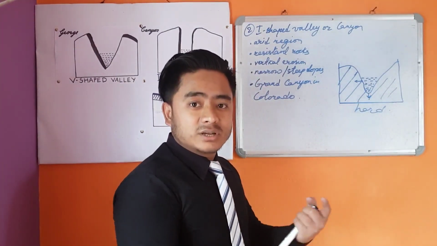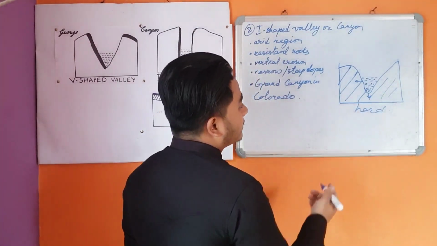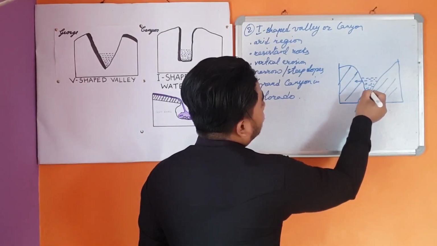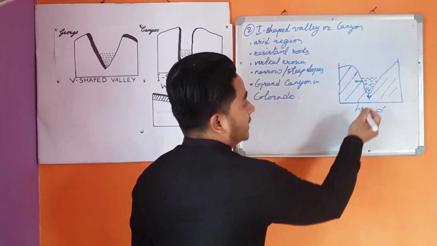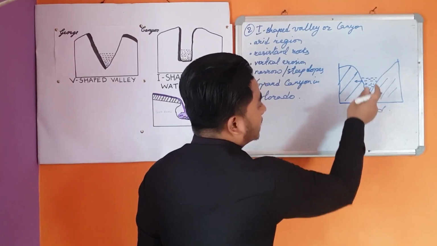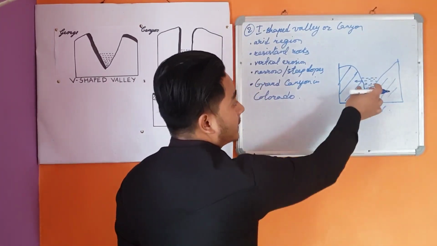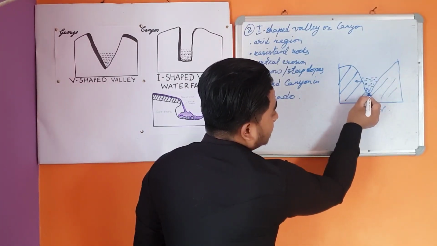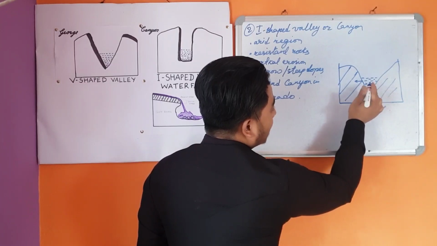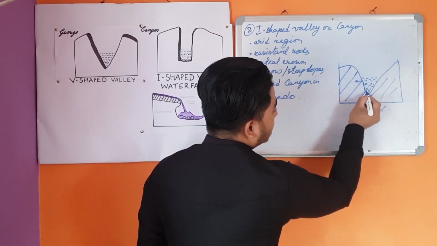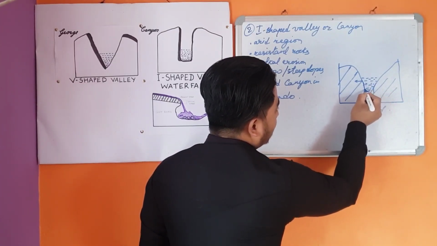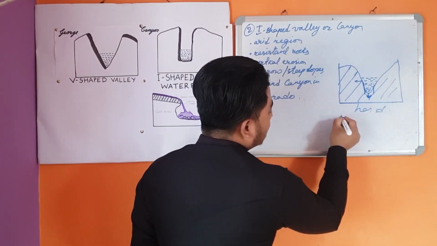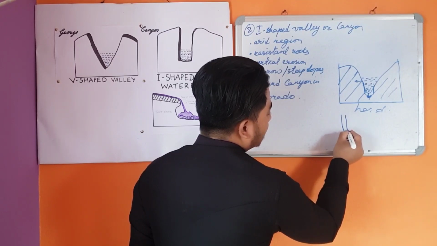So the river tries to create more and more pressure at the bed of the river, as a result of which the river undergoes vertical erosion. That means the river undergoes down cutting at the arid regions, as a result of which this particular valley starts transforming day by day and year by year, and it starts becoming narrow. It becomes narrow like this.